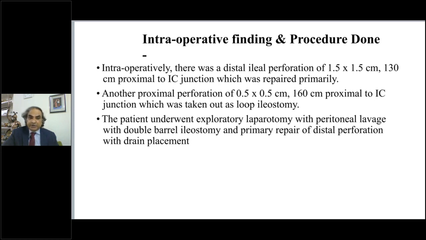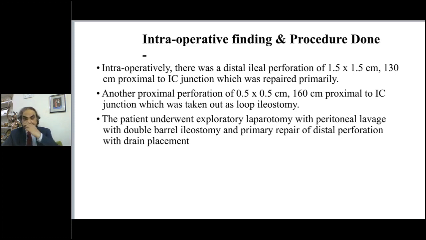This patient could have been managed by, if the perforations are very close to each other, we have a segment which can be resected and we can do an anastomosis. But they're 0.5 by 0.5 centimeter and 1.5 by 1.5, so both can be repaired. The problem here was it was close to the IC junction. So this is why one of the perforations was taken out as an ileostomy.